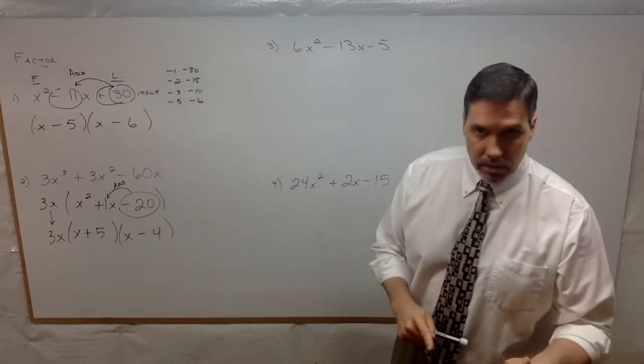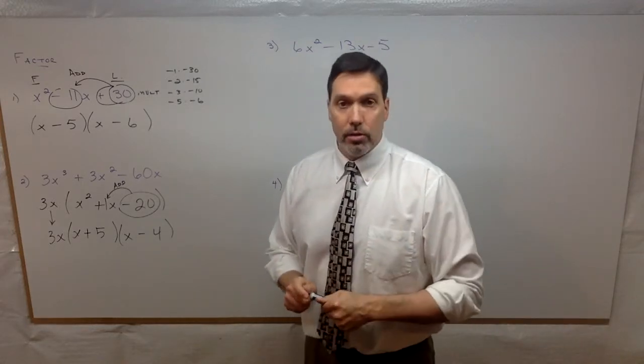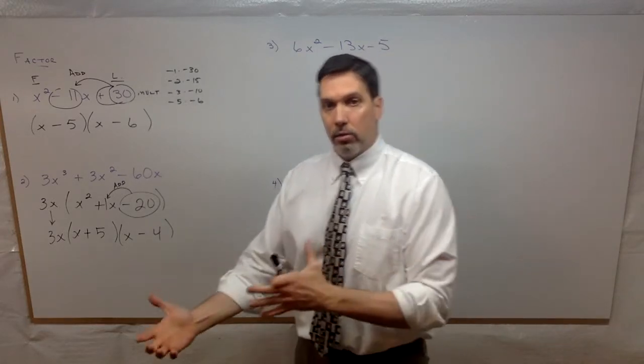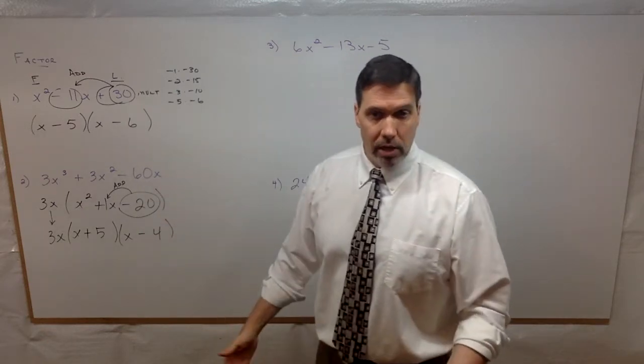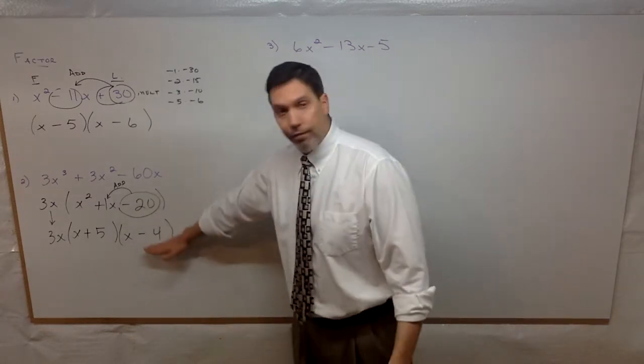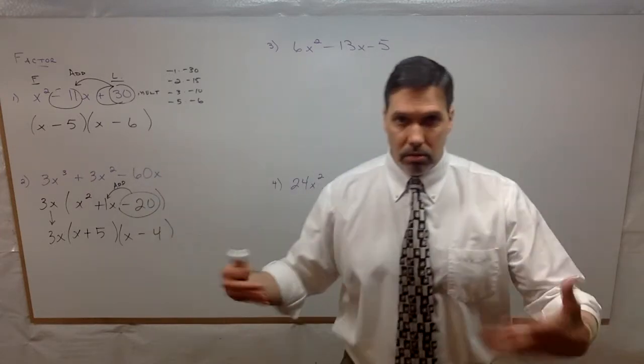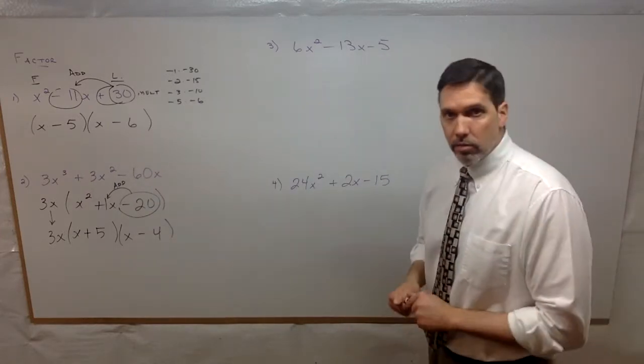So look for your GCF first. That's always your first goal. If it's a binomial, look for difference of squares. If it's a trinomial, see if it's a perfect square trinomial. If not, do the unfoiling. And you should systematically factor these things.